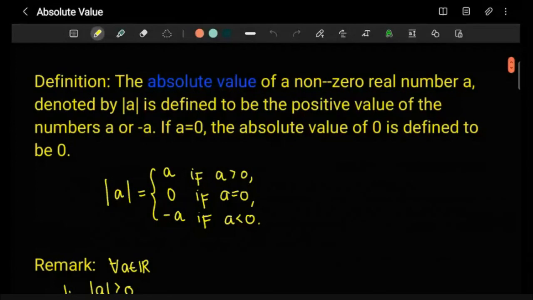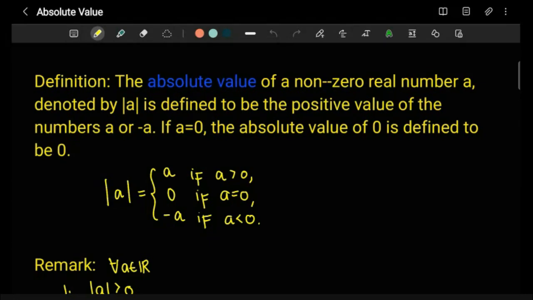We're already familiar with the definition of the absolute value. The absolute value of a non-zero real number is simply whichever is the positive value between A or negative A. By trichotomy, we know that a real number is either positive, zero, or negative. So either A is positive or A is zero or negative A is the positive value. Whichever is the positive value of the two between A or negative A, that will be the absolute value. Now, if the real number is zero, of course, we define it to be zero.